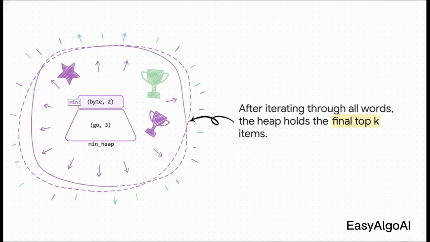And we just keep doing this over and over again for every single word in our list. By the time we've checked them all, our heap, our VIP lounge, is guaranteed to be holding the actual K most frequent words from the entire dataset. It's like this constant rolling process of kicking out the weakest link to make sure only the strongest survive.